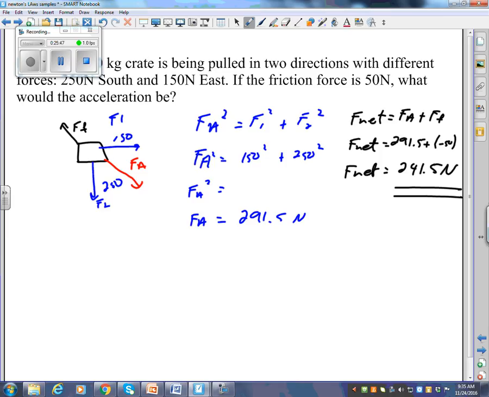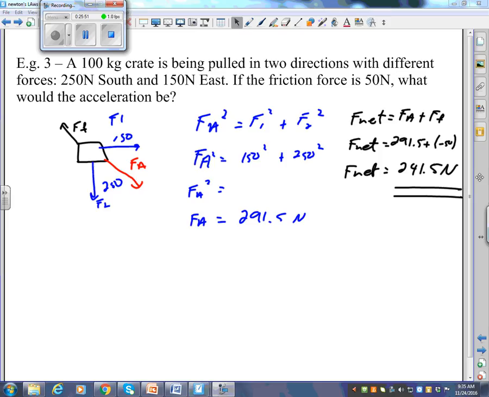But it's asking for the acceleration. So how do I get acceleration from F net? F net is equal to ma. Now, why is the friction force negative? Really what we're doing here, folks, is assigning this direction to be positive and this direction to be negative. Because they're exactly opposite, we can do that.